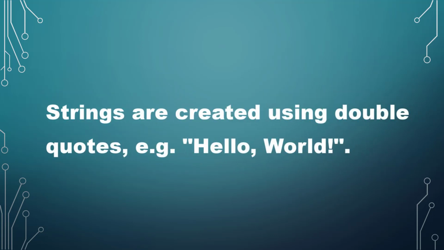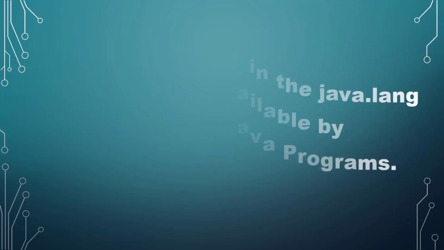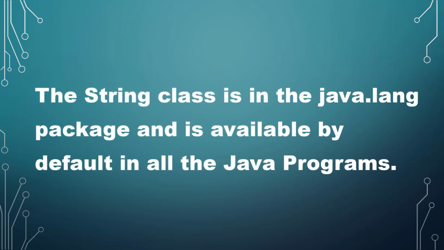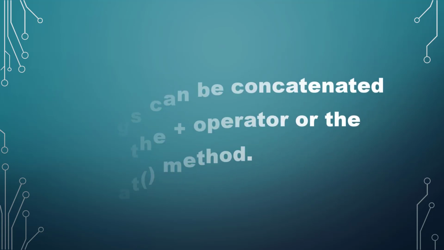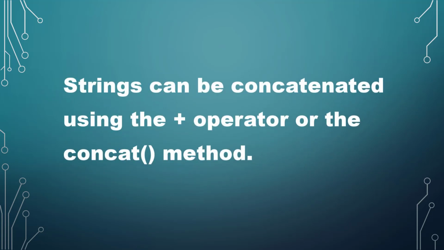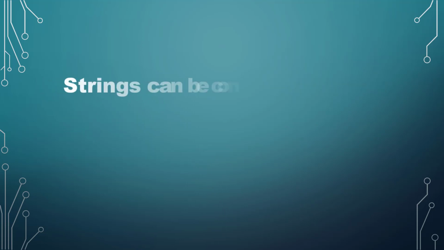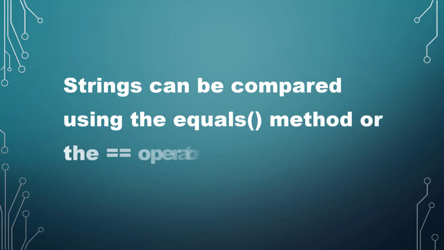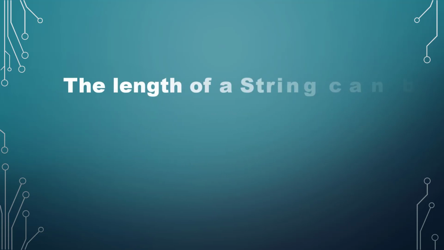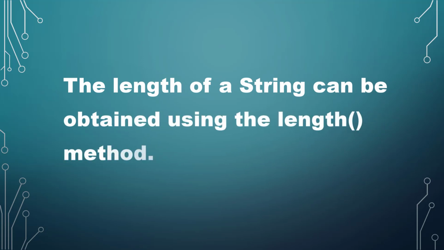Strings are created using double quotes. The string class is in the java.lang package and is available by default in all the Java programs. Strings can be concatenated using the plus operator or the concat method. Strings can be compared using the equals method or the equal operator. The length of a string can be obtained using the length method.